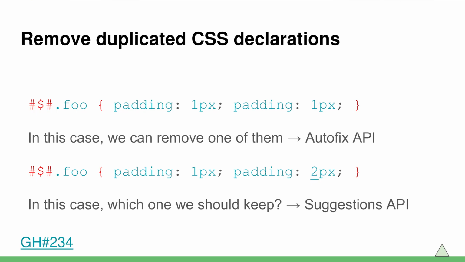The second situation is different. The property is the same, but the values are not. Here, the linter cannot guess which value the user really wants. Therefore, in this case, suggestion is more appropriate. The user should decide which one to keep.